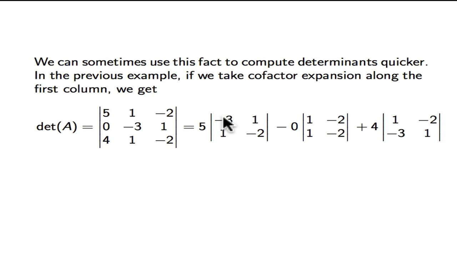Now what is this determinant? It's 6 minus 1, it's 5. So we have 5 times 5. We have 0 from here. And from here we have 1 minus 3 times minus 2, which is 6, minus 1, so it's 4 times minus 5. And the answer is again 5.